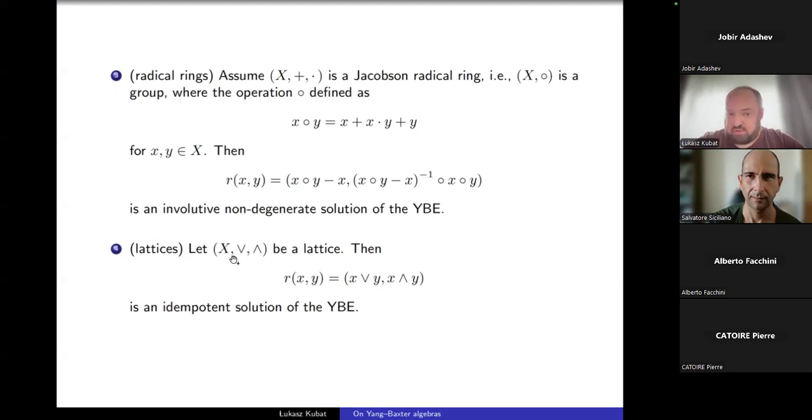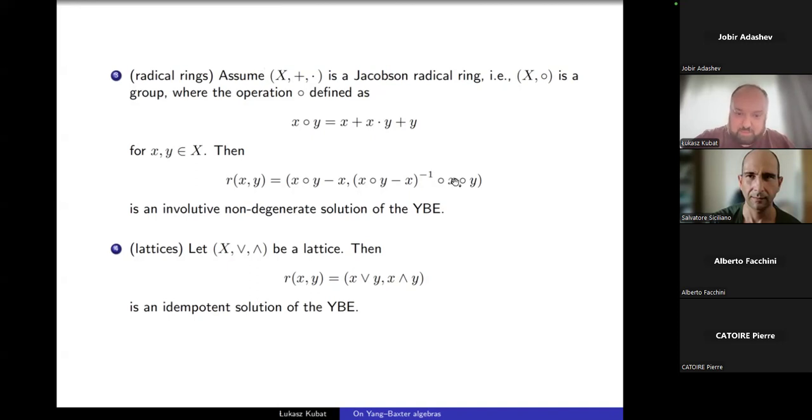Also, lattices produce solutions. In this case, having a lattice, if we take meet and join, and meet on the left and right component, then we again obtain a solution, but this time the solution is idempotent. This is, of course, related to the fact that the operations in a lattice are idempotent. There is a question: what are the corresponding algebra's properties? I will answer this question a bit later.